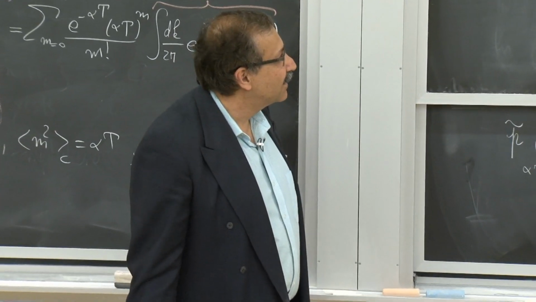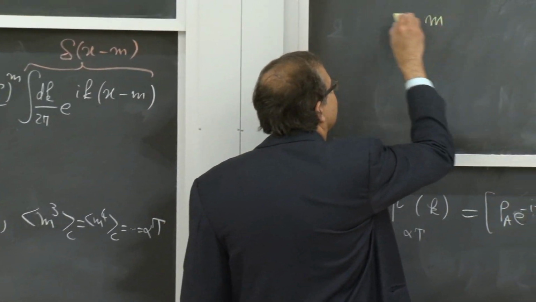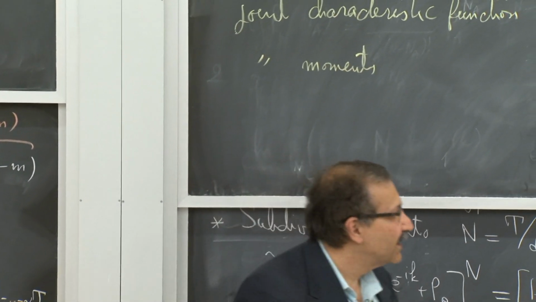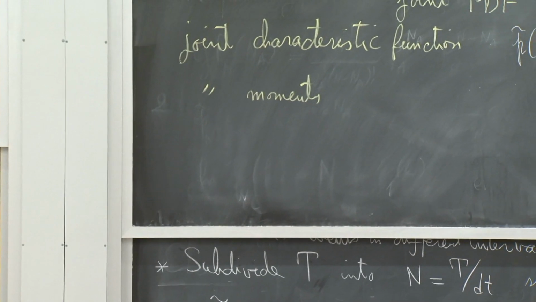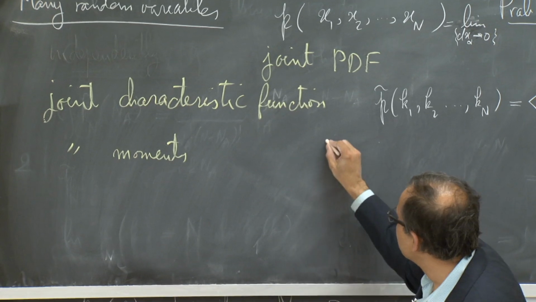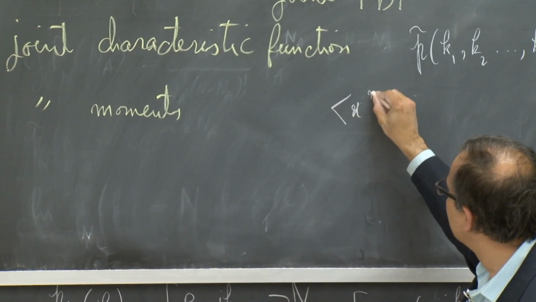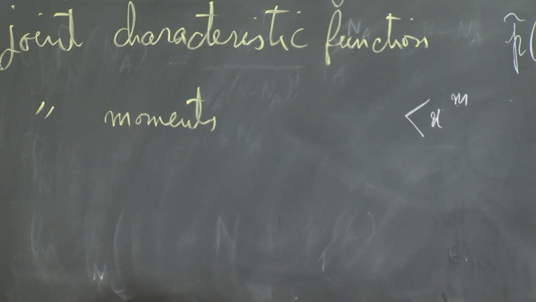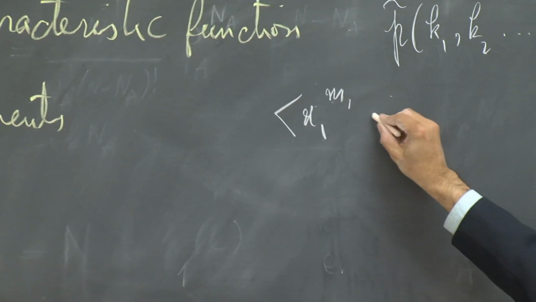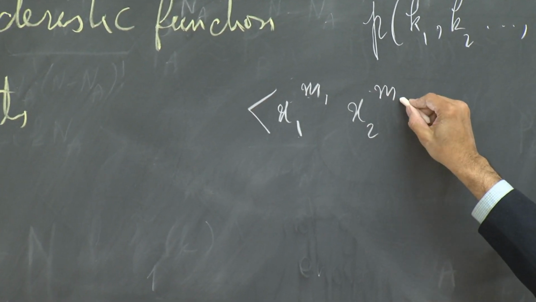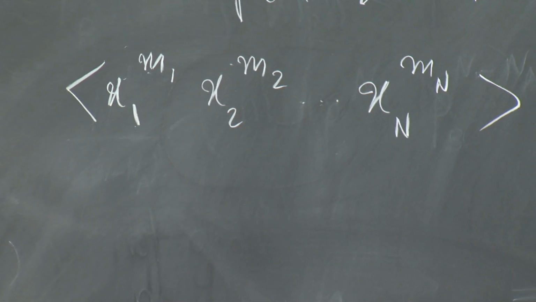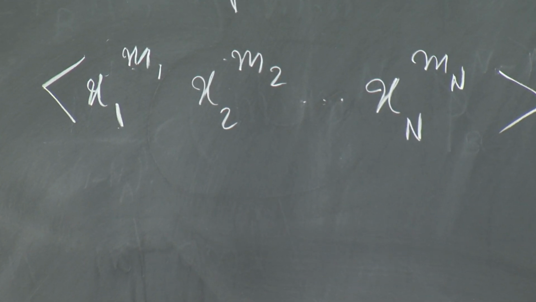Okay, so what we can look at now is joint moments. Right? When we had one variable, we could look at something like the expectation value of x to the m. That would be the mth moment. But if we have two variables, we can raise x1 to some power, x2 to another power, and actually xn to another power. So this is a joint moment. Okay?